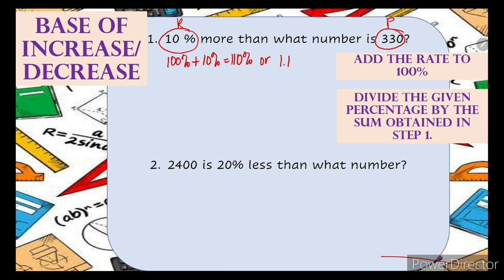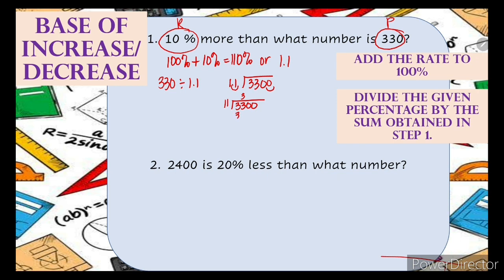Divide the given percentage by the sum obtained in step 1. So, 330 divided by 1.1. Let us divide. So, kapag may decimal point, mag-move tayo ng isa. So, 1.1 will become 11. Then, 330 will become 3,300. Let's divide. 33 divided by 11 is 3.